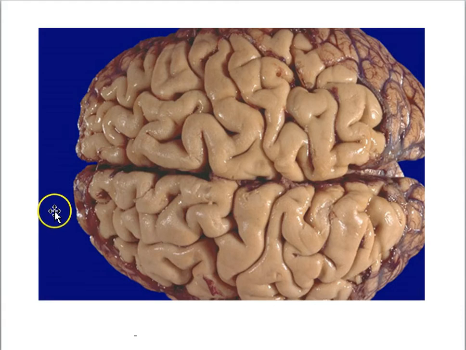Alright, you're looking at a human brain. The front of the brain is over here, and the back of the brain is over here. You're looking at the brain from the top view. So this would be the right hemisphere, and this would be the left hemisphere. You'll notice some of the blood vessels can be seen in the back here. They've been removed in these regions of the brain.